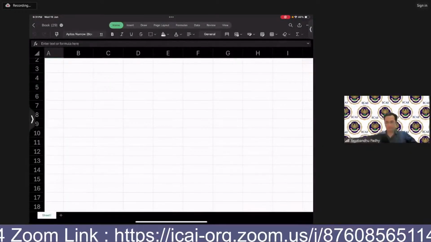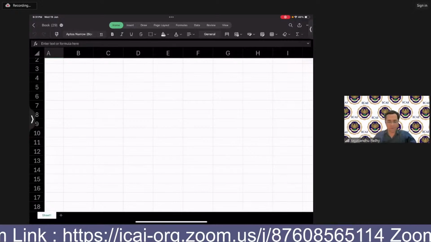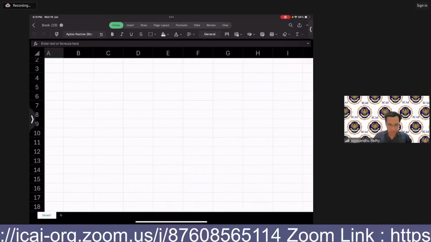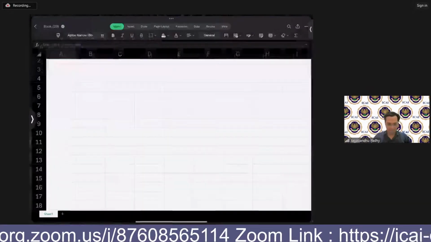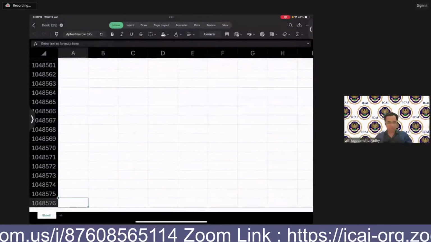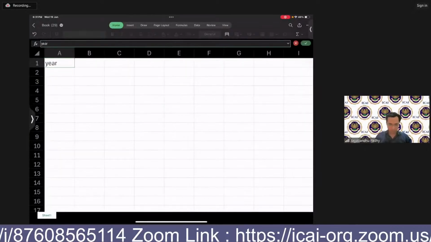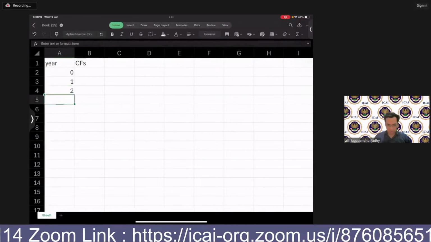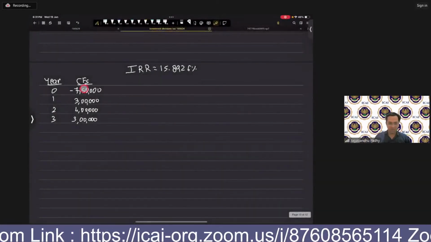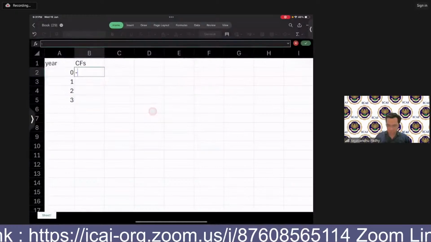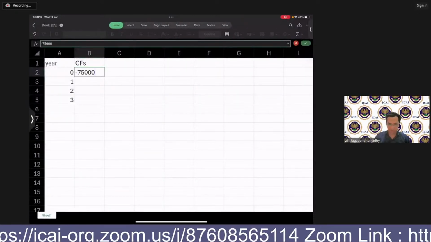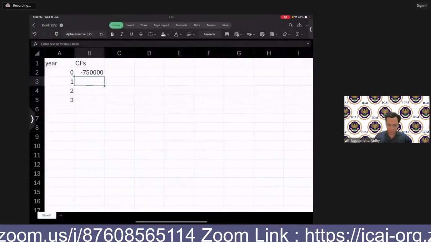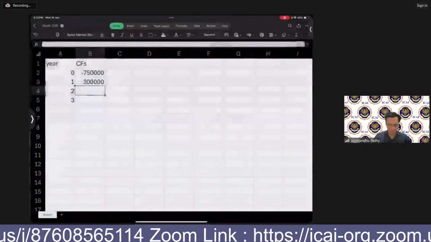I'm just doing this for ease, so you don't waste time calculating much. Yeah, so we have the cash flows over here. We have 0, 1, 2, 3, so 3 cash flows, in which we have an investment of 7,50,000 at the start. Then in the following years, you realize cash inflows of 3 lakh, 4 lakh, and 3 lakh.